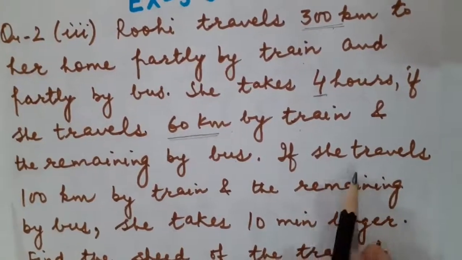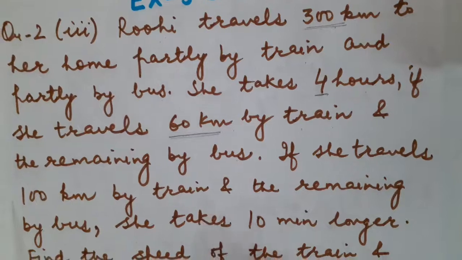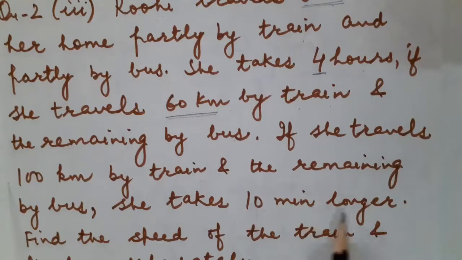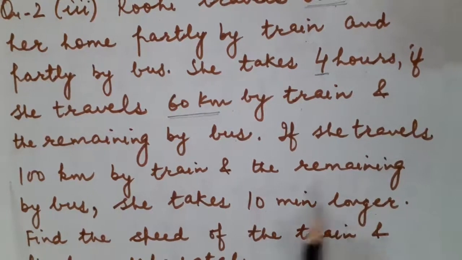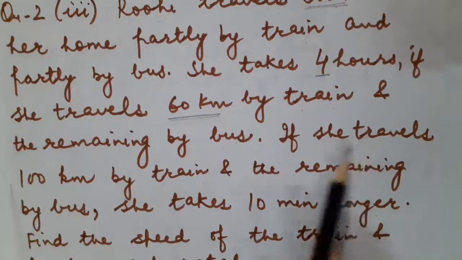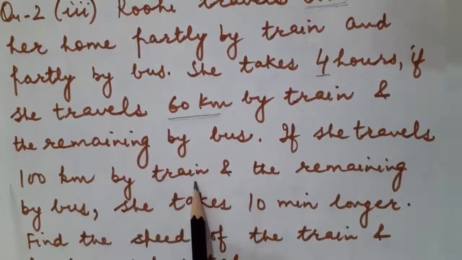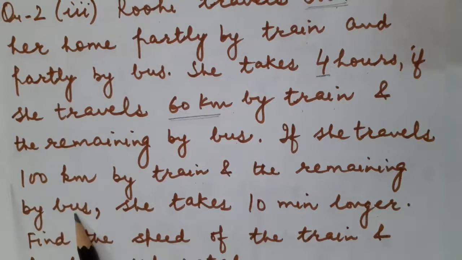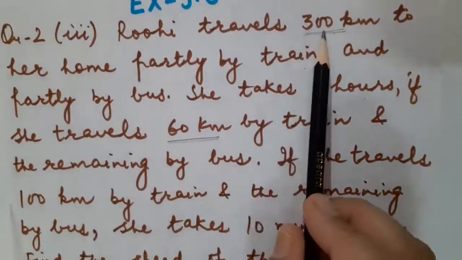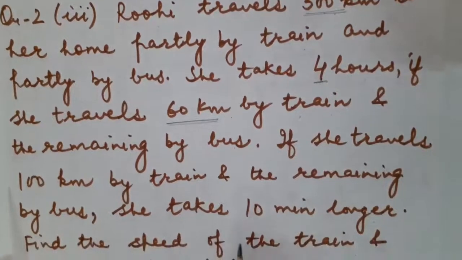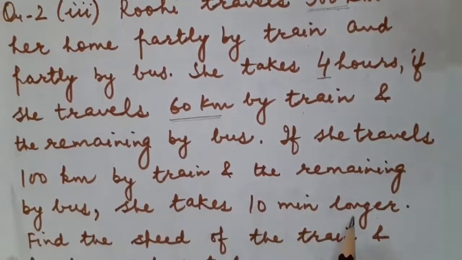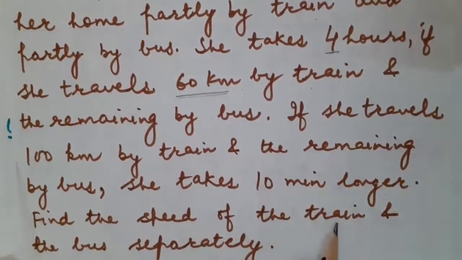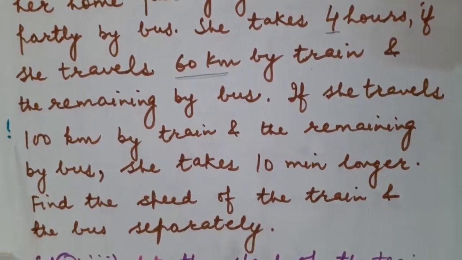If she travels 100 km by train and the remaining by bus, she takes 10 minutes longer. Means in case number 2, if the girl is going to cover 100 km by train and the remaining distance, definitely that would be 200 km, because the total distance is 300 km. Right, children? So she is going to take 10 minutes more than the previous timings. Find the speed of the train and the bus separately.